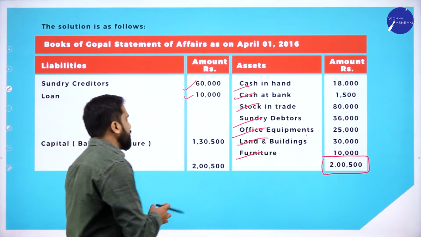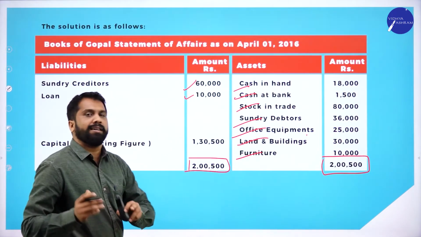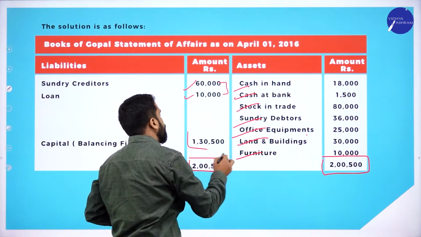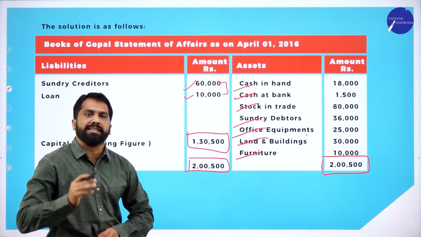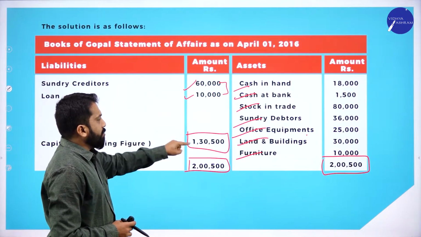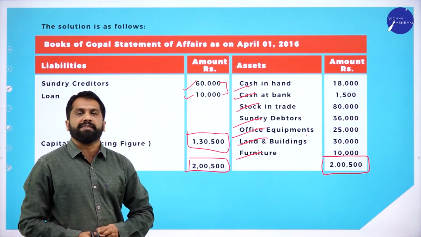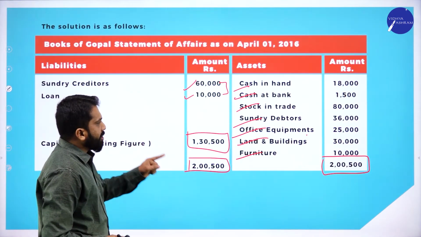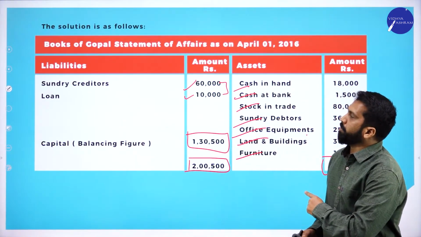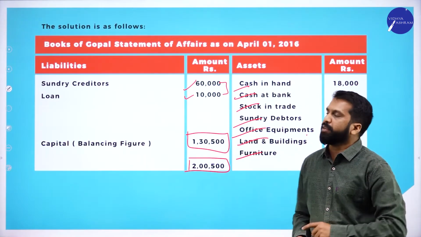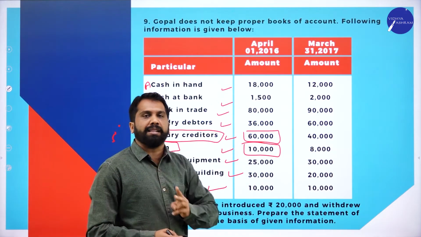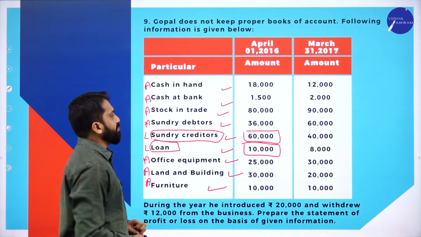Similarly, write 2,05,000 on the liability side also. From 2,05,000 minus these two, we call it 1,30,500. Clear? Yes. So this is all about your 2016 statement of affairs. Similarly, we have to do it for 2017 also. Why? Because in the question paper, they have given 2 years: one is 2016, another one is 2017.